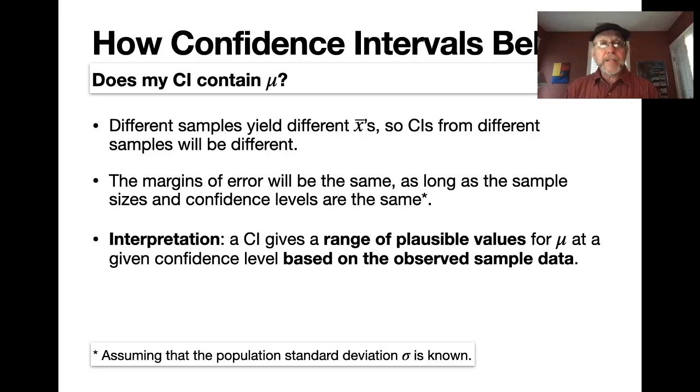The fact that they had different sample data just kind of comes with the territory. A confidence interval gives a range of plausible values for the population mean at a given confidence level based on the observed sample data. So if you have different sample data, naturally you're going to have a different range of plausible values.